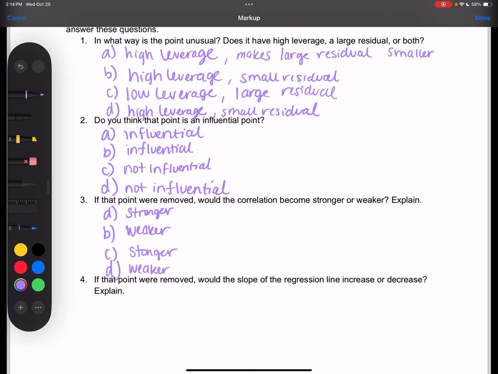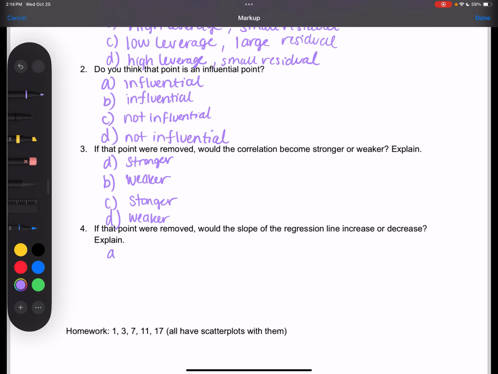Okay, now, if that point were removed, would the slope of the regression line increase or decrease? Explain. It's a line. You need to go back to sixth grade. Okay, so for A it would increase. A would increase, yes. B. Increase.